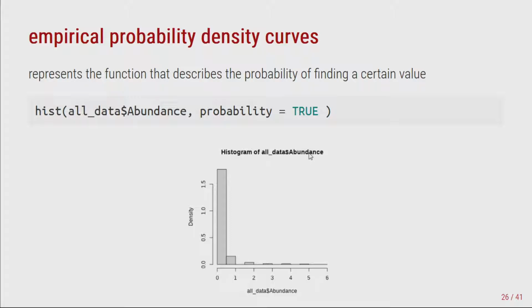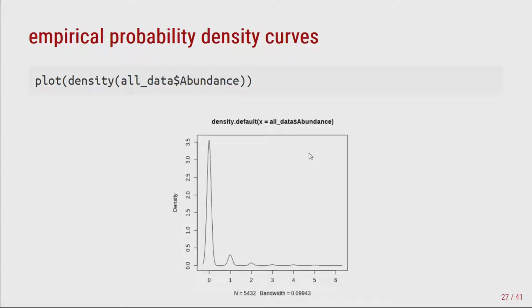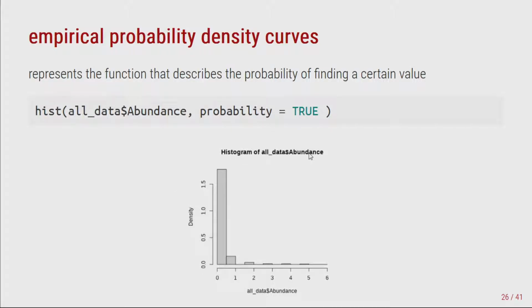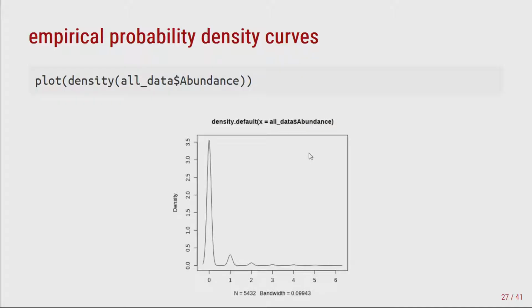So the empirical probability density curve will represent the function that describes the probability of finding a certain value. So when we do this, we have a histogram, a density histogram, and this would be the equivalent of this visualization. And here, the area would sum to 1. And we can overlap a density curve to the histogram to visually check if the distribution fits the data.